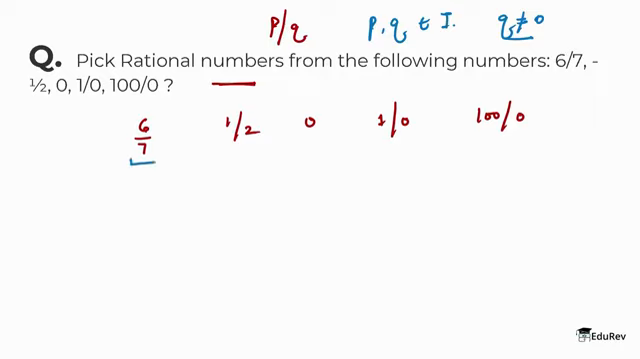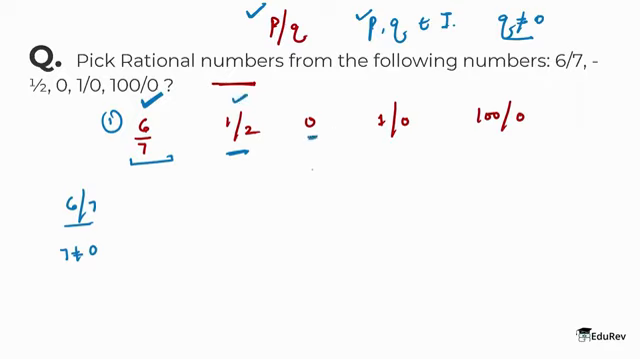So that means whenever I am seeing a number, first let's start from 6 by 7. So 6 by 7 is of the form P by Q, so it satisfies this condition. Now both P and Q, that is 6 and 7, belong to the set of integers, so they satisfy this condition as well. And Q is not equal to 0, that means in this case 7 is not equal to 0, that means 6 by 7 is going to be a rational number. So this is going to be your rational number. Whereas when I talk about the second number, that is 1 by 2, this is also going to be a rational number because it's of the form P by Q, where Q is not equal to 0 and P and Q both belong to the set of integers. So this is also going to be your rational number.